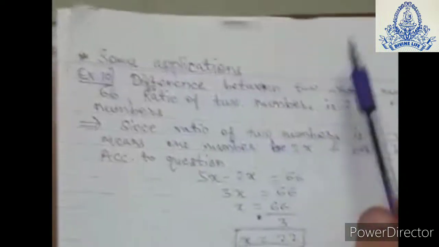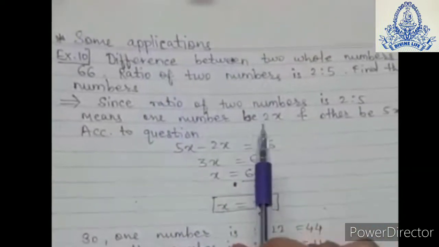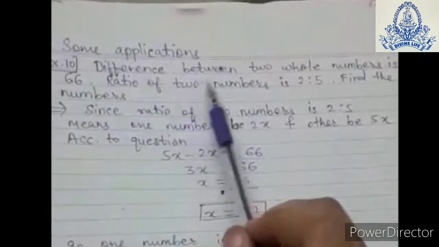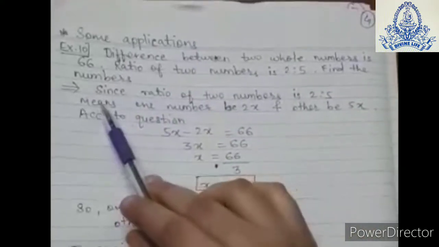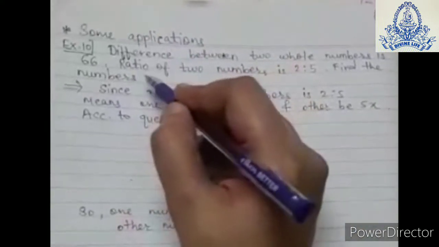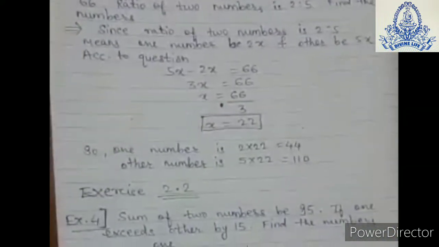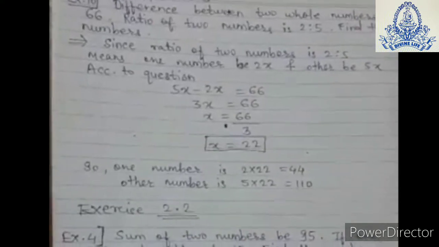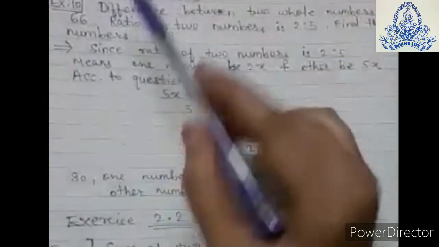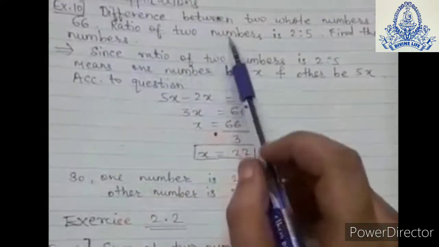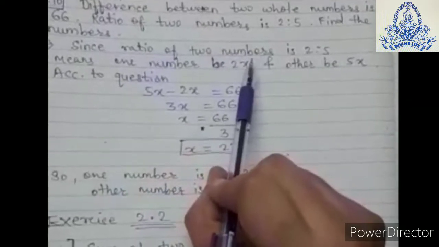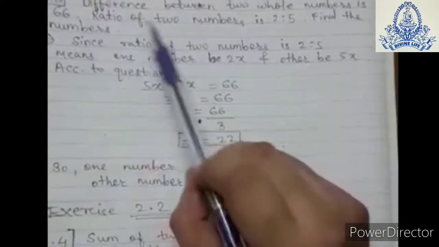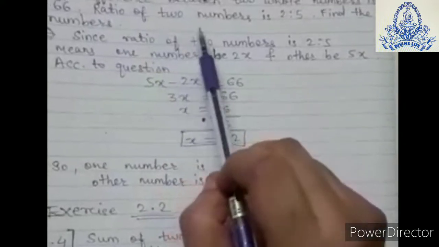Here are some applications. These are the solved examples in your textbook. The difference between two whole numbers is 66. The ratio of the two numbers is 2:5. Find the numbers. Before solving these examples, just go through all the solved examples of your textbook, which are available as a soft copy. What is the question? The difference between two whole numbers is 66 and the ratio of the two numbers is 2:5. Find the numbers.